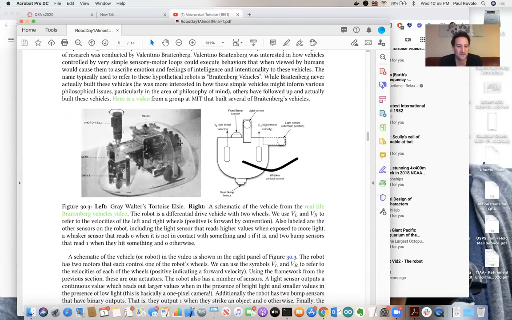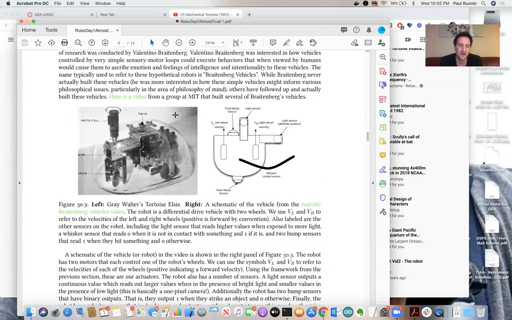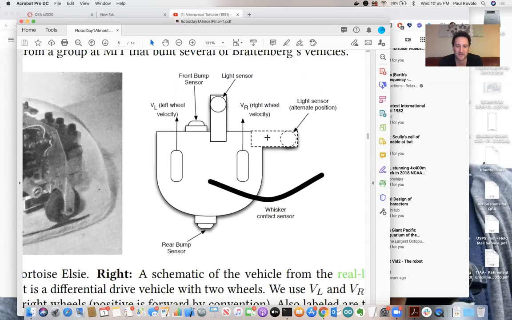So what we're going to do in this next exercise is actually watch a video of a group at MIT that built several of Braitenberg's vehicles, or I should say programmed some of those vehicles. The robot you're going to see, the schematic is shown here. It's going to be a really simple robot.